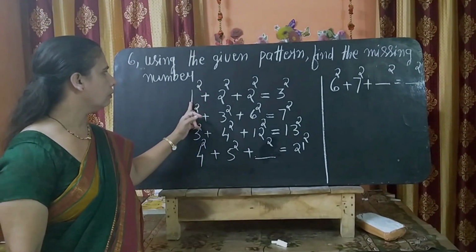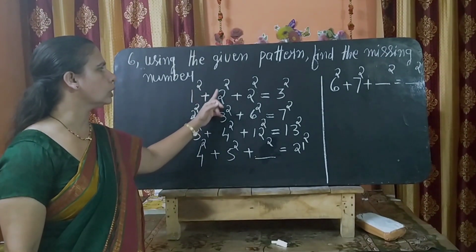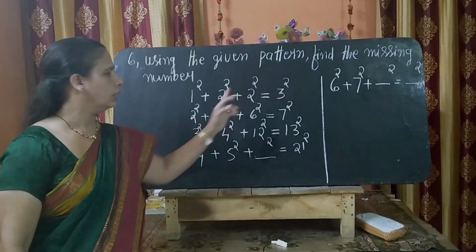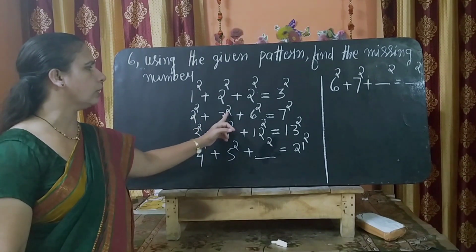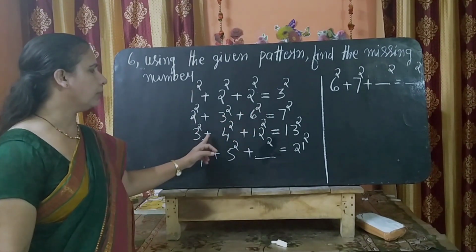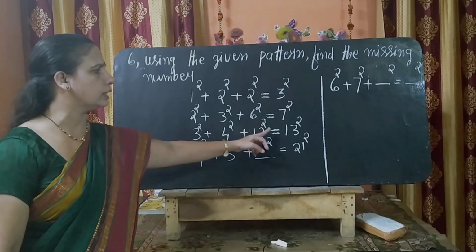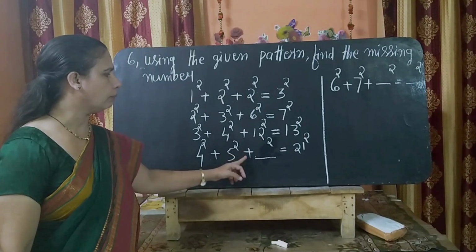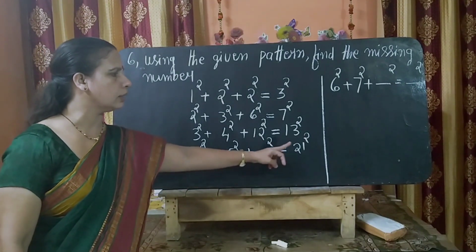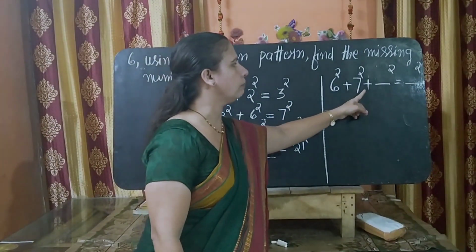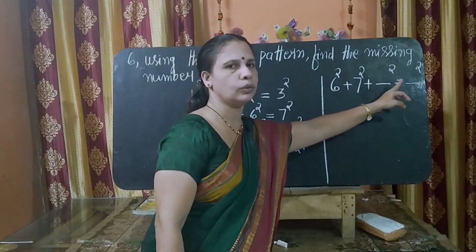The pattern is: 1 square plus 2 square plus 2 square equals 3 square. Next, 2 square plus 3 square plus 6 square equals 7 square. 3 square plus 4 square plus 12 square is equal to 13 square. 4 square plus 5 square plus dash square equals 21 square. Here, 6 square plus 7 square plus dash square is equal to dash square.